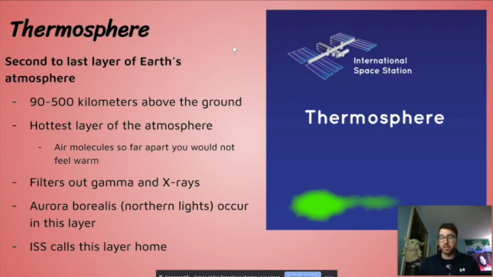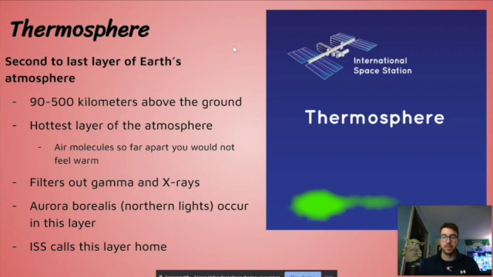which are not good for us. These are high energy forms of electromagnetic radiation, and we do not want to be exposed to these forms of radiation. So it's good that the thermosphere filters out this radiation. The thermosphere also contains the aurora borealis, aka the northern lights.